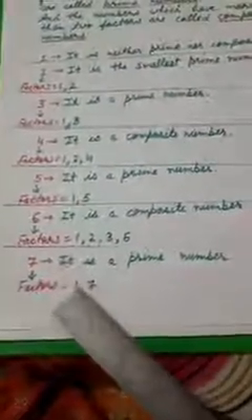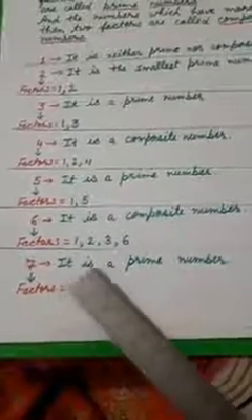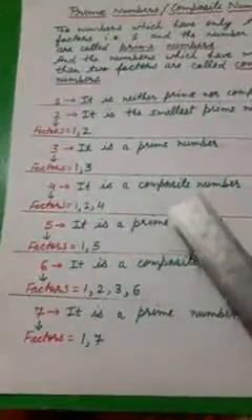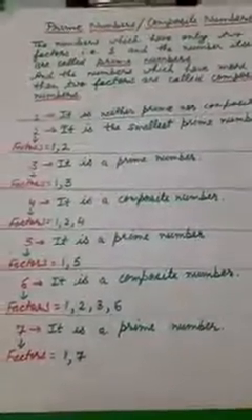7 also has only 2 factors. It is a prime number. So the numbers which have only 2 factors are prime numbers, and the numbers which have more than 2 factors are composite numbers. Only 1 is there which is neither prime nor composite.